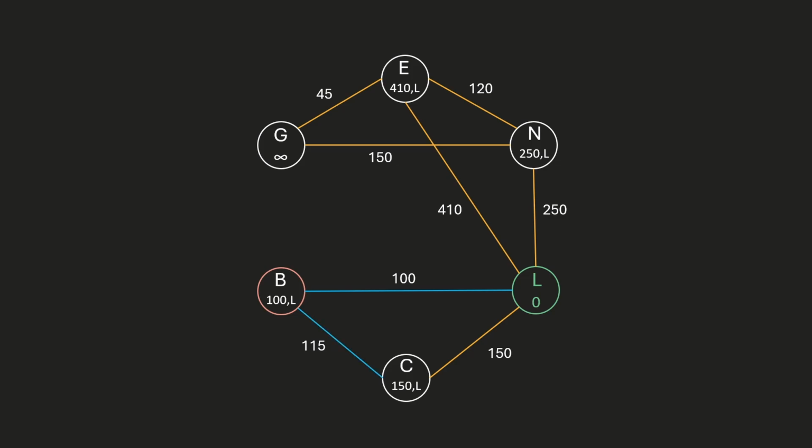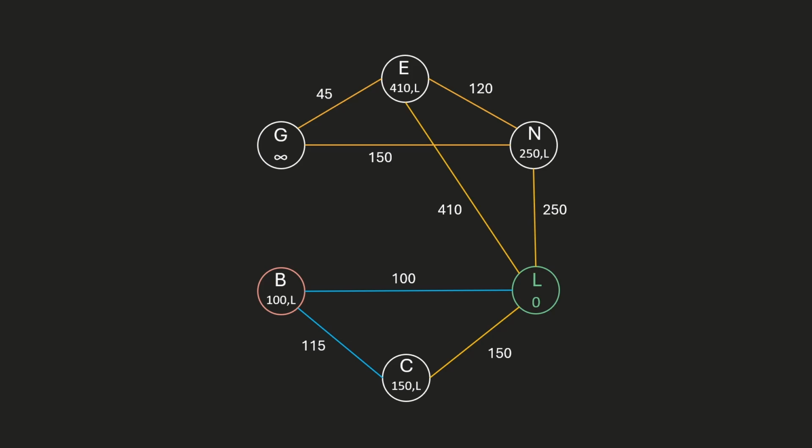So Cardiff has an edge of 115 and Birmingham's current cost is 100. So the total cost to get to Cardiff from Birmingham will be 100 plus 115, which is 215. Now 215 is greater than Cardiff's current cost, which is 150. So we won't update Cardiff's current cost or parent, since getting to Cardiff from London directly is faster than getting to Cardiff from Birmingham, which is going through London. So we just leave that as it is.